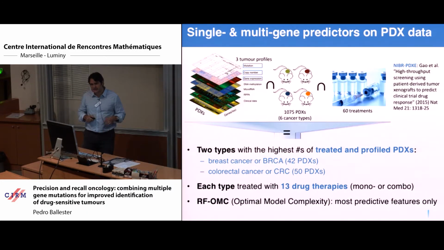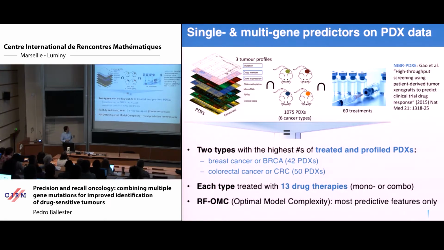Now, in a more recent study, we have been looking at patient-derived xenografts, PDXs. This data comes from a study from Novartis, the PDX Encyclopedia. Essentially what they did was take about 1,000 PDXs and treat them with 60 treatments. And for a fraction of them, about 40%, they determined 3 tumor profiles: mutations, copy number, and gene expression.